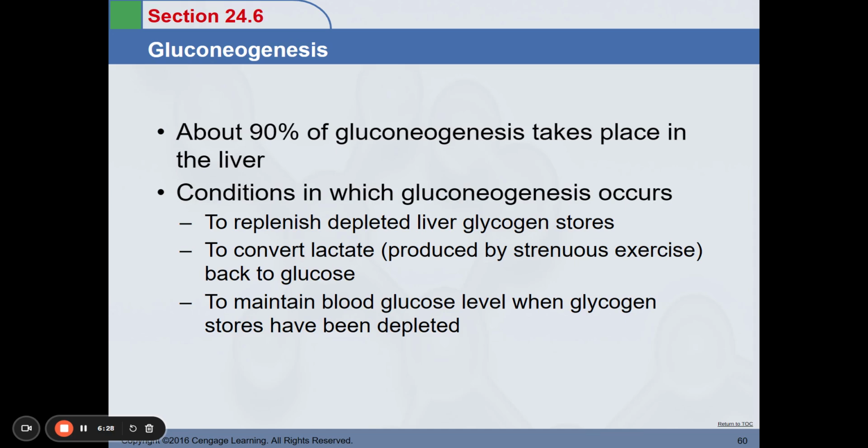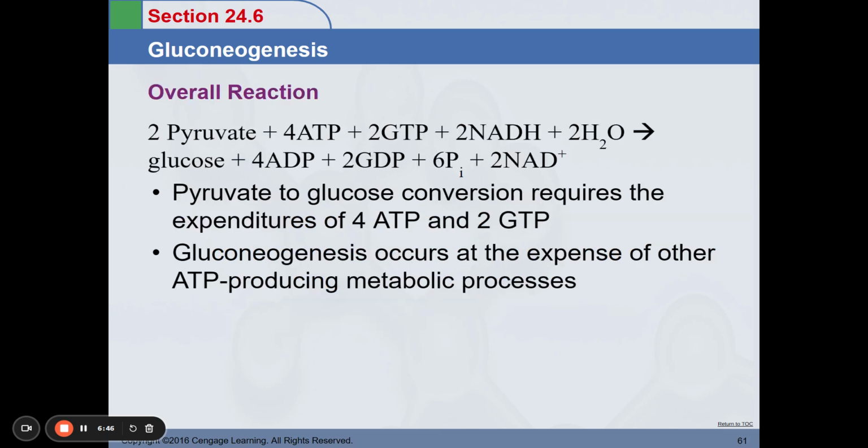So about 90% of gluconeogenesis takes place in the liver, and conditions in which gluconeogenesis occurs are to replenish depleted liver glycogen stores, to convert lactate back to glucose, and to maintain glucose level when glycogen stores have been depleted.